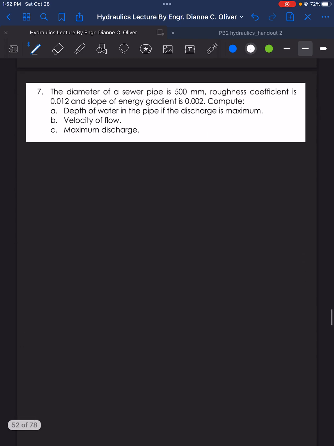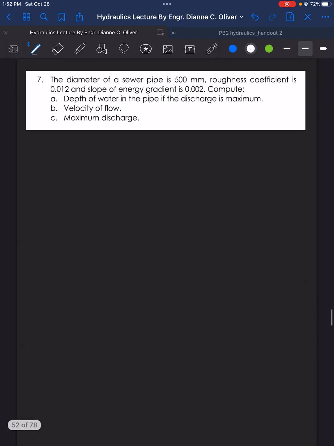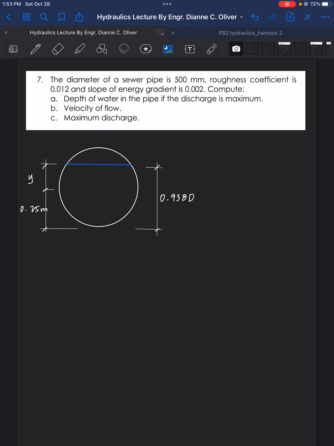Let's go to example number 7. The diameter of a sewer pipe is 500 mm, roughness coefficient is 0.012, and the slope of energy gradient is 0.002. Compute, letter A, the depth of water in the pipe if the discharge is maximum. Letter B, what is the velocity of flow? And letter C, what is the maximum discharge? So we have a sewer pipe here.